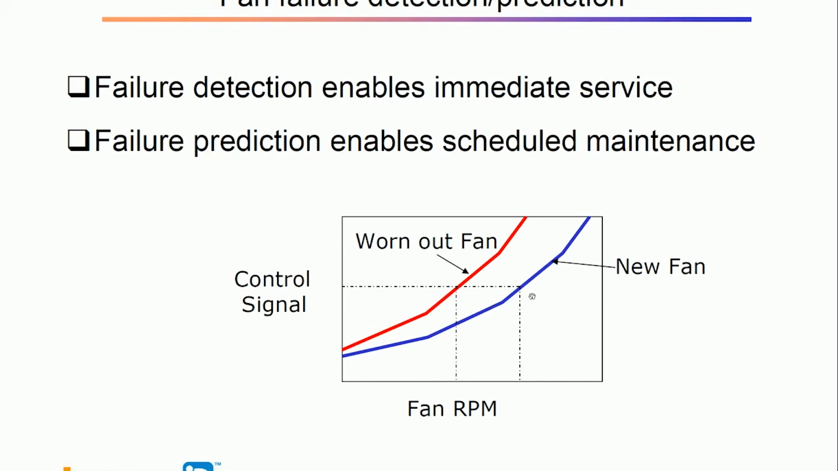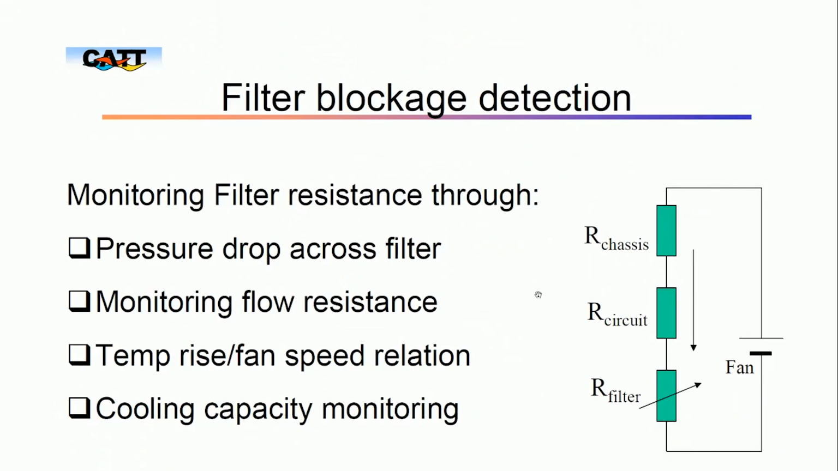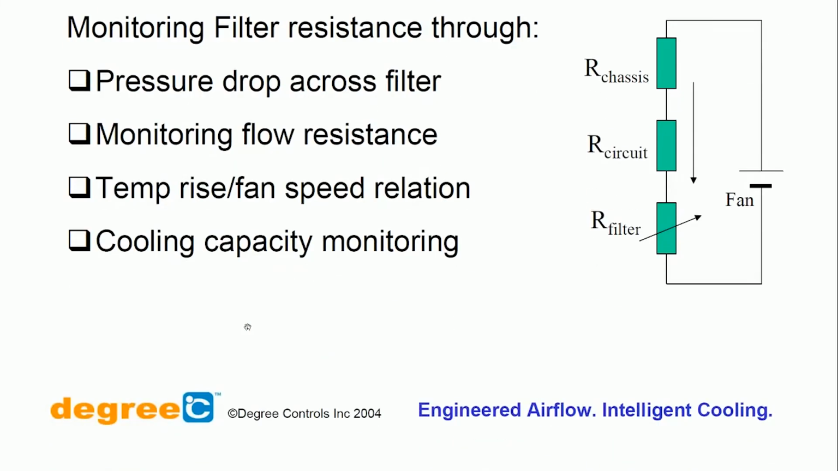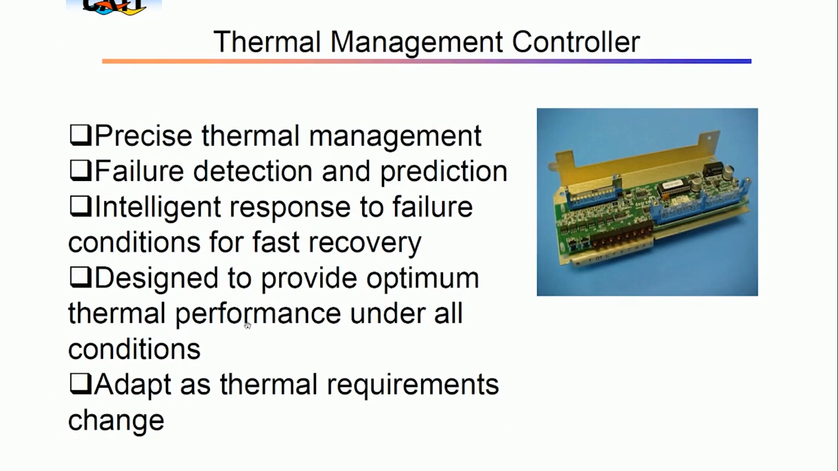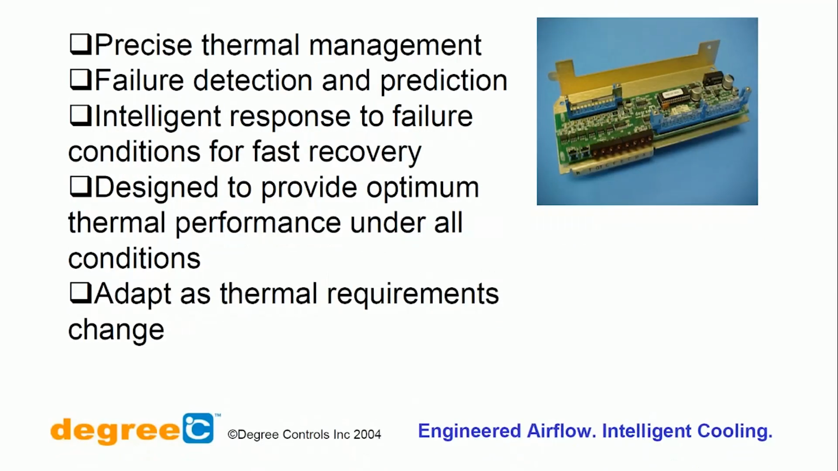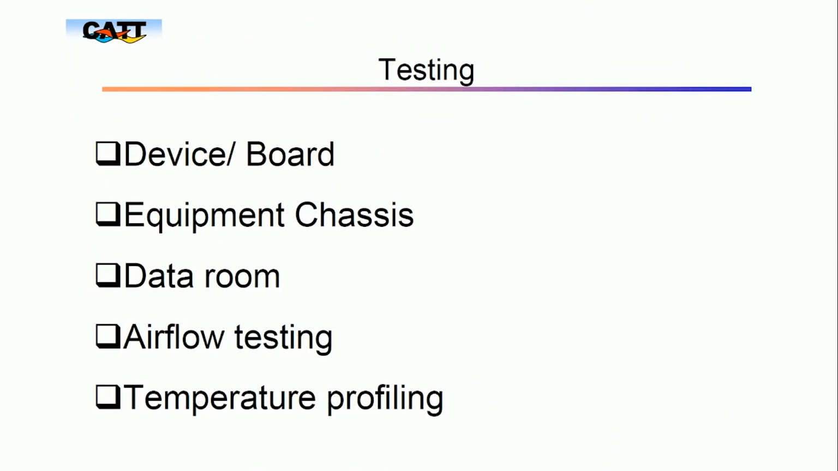So this looks almost intuitive, and you need not worry about it, saying we have so many monitoring items: flow resistance, temperature rise, pressure drop across filter. These are all very much possible. Cooling capacity monitoring. So all of them it is very much possible for you to detect. So he has given, obviously, their own patented device, which I have no comment on.